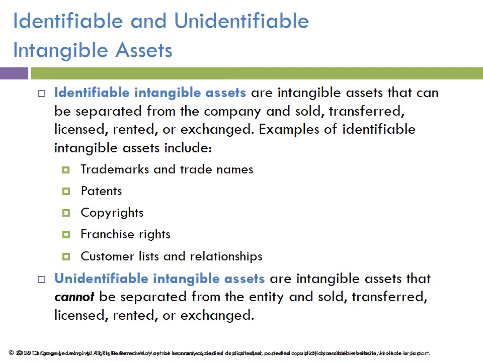Unidentifiable intangible assets cannot be separated from the entity and sold, transferred, licensed, rented, or exchanged. The primary unidentifiable intangible asset is goodwill. And we're going to be talking about goodwill. It's really the most intangible of intangible assets. It's very hard to determine, and it's a lot of different factors.